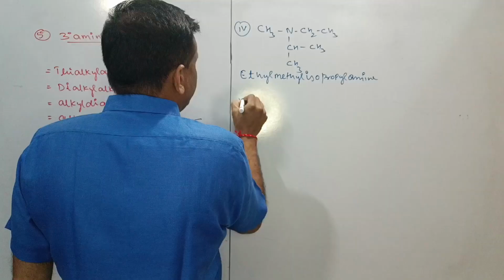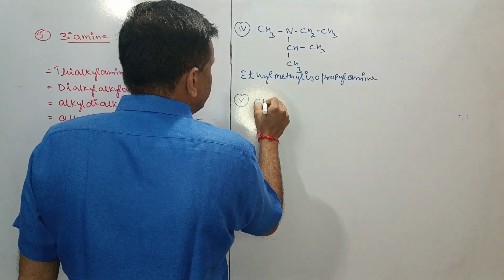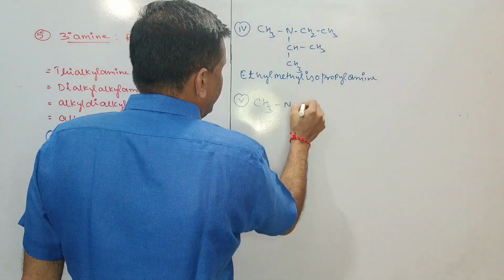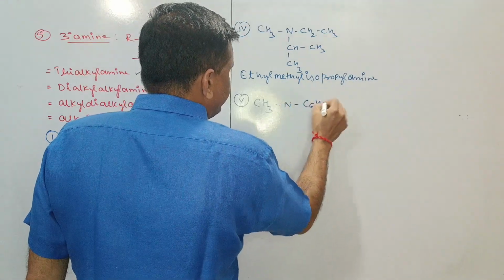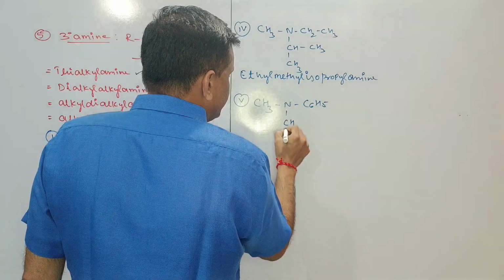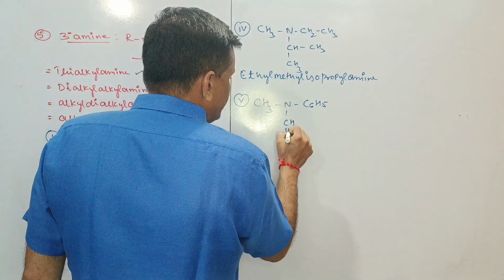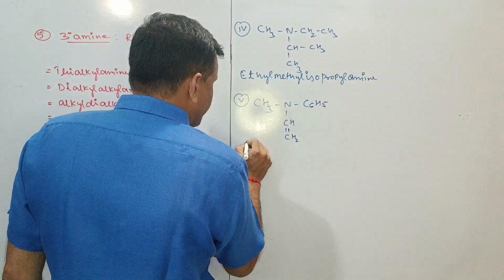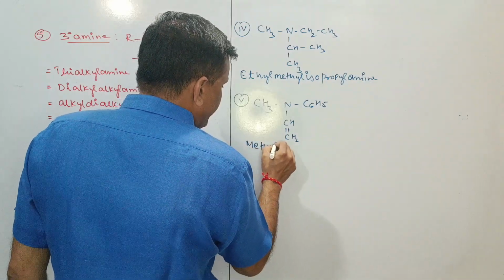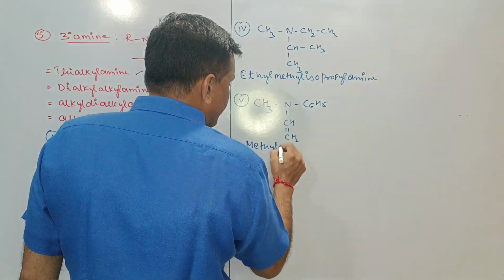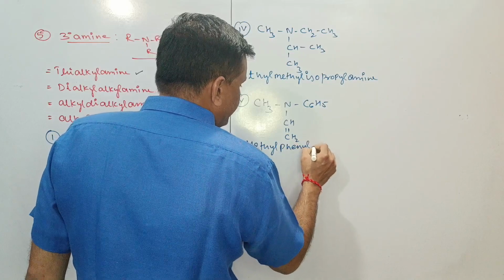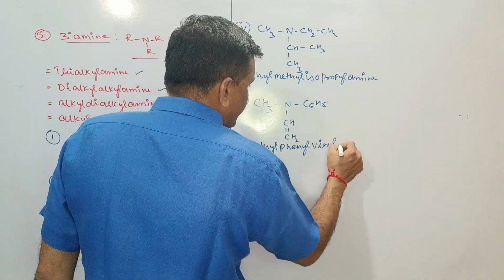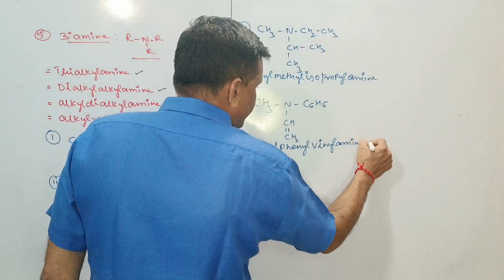Now the next possibility may be as follows: CH3 and C6H5. This is the CH double bond CH2. This is the phenyl, this is the vinyl, this is the methyl. So it will be methyl, after then phenyl, after then vinyl, and this is the amine.